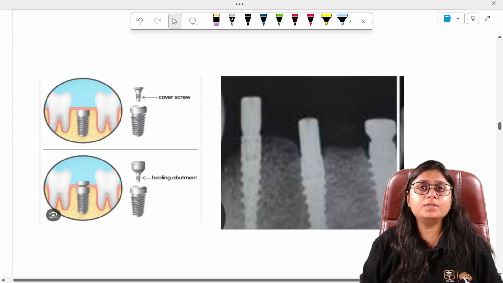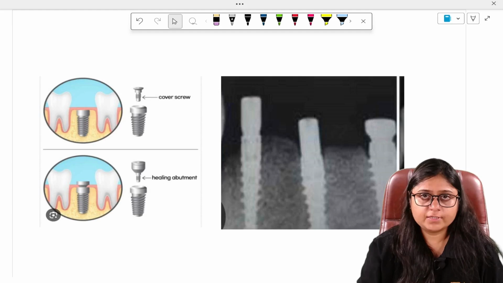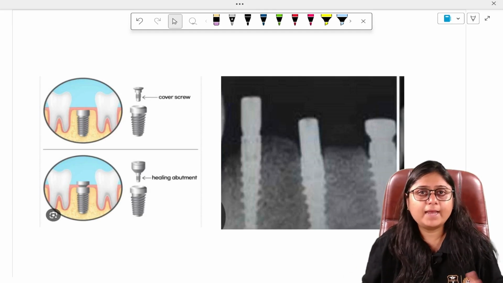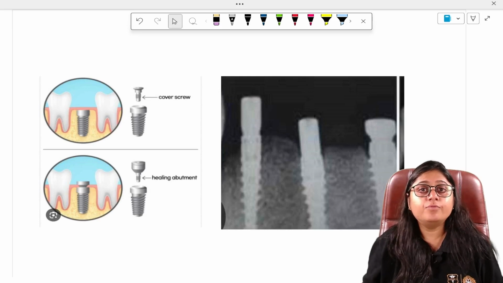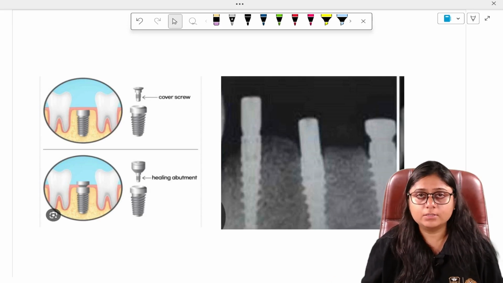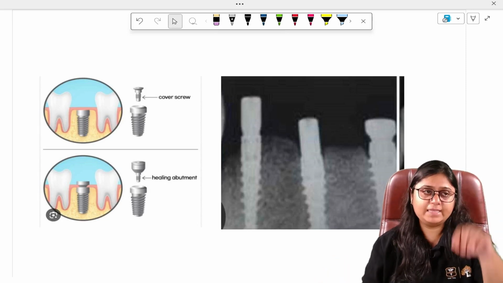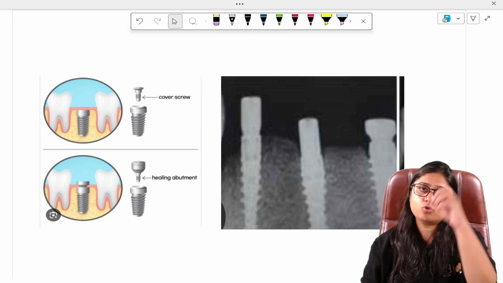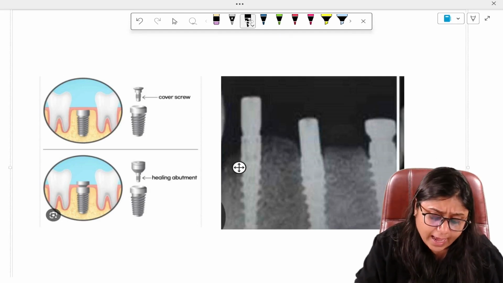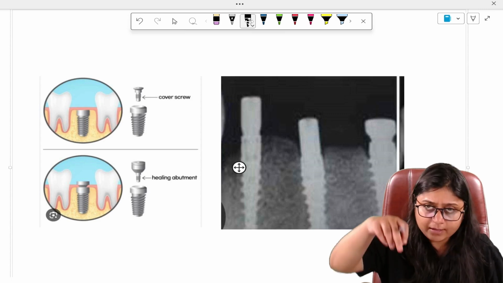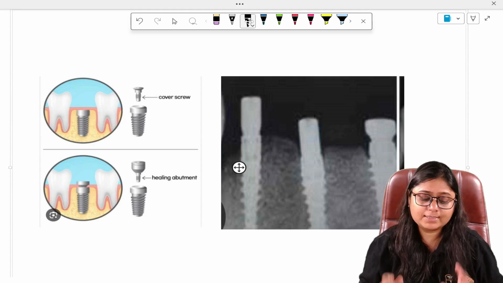Now a cover screw is what? It gets placed during the first stage of the surgery, if we are planning to do a two-stage surgery, right? Two-stage surgery means first I am placing the implant, and after 3 to 4 months I'll be placing the tooth. That is the two-stage surgery. So if I'm planning to do a two-stage surgery, I place the implant and cover it with a cover screw. Why? Because fluids or bacterial contamination can be prevented. Okay, so I'm covering the screw here. I'm completely fixing the screw inside and it is covered by the gingiva. This is how it looks. This is a cover screw.